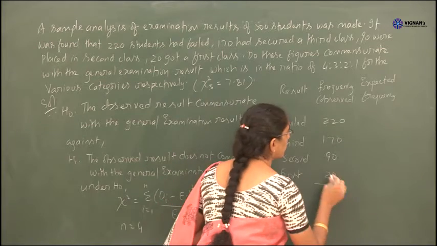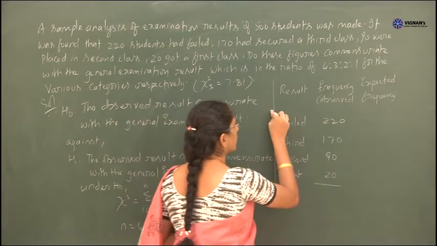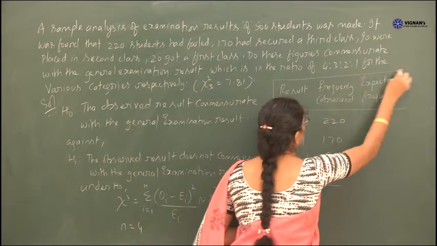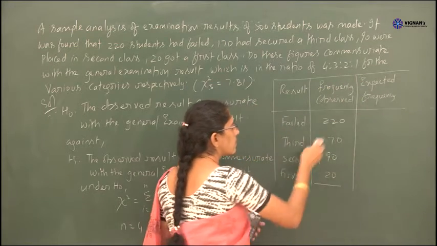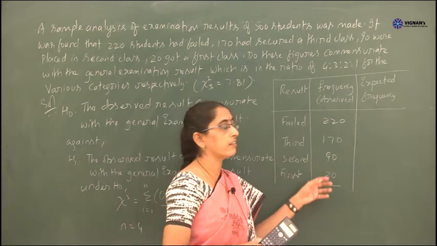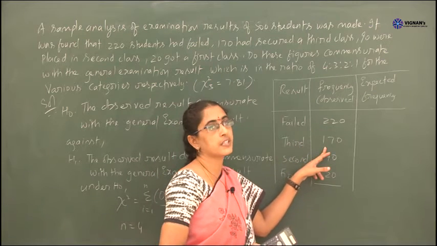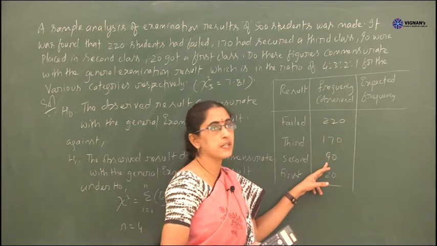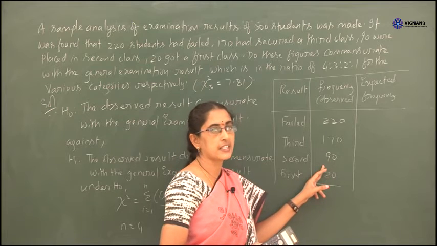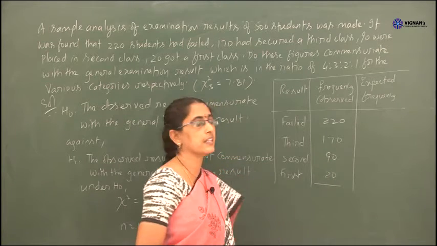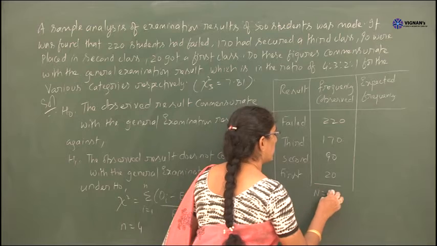Now here check the total of the observed frequencies. It should be equal to 500. So 220 plus 170 is 390. 390 plus 90 is here 480. 480 plus 20 is here 500.